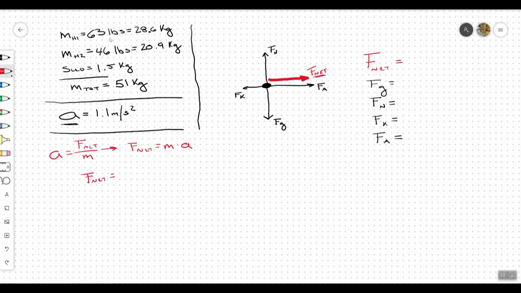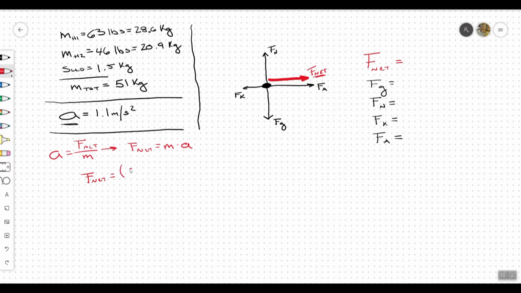I went and did the math ahead of time. Hannah had a mass of 63 pounds, she said, or 28.6 kilograms. Hannah 2, also known as Hayden, was 46 pounds, so 20.9 kilograms. And the sled had a mass of 1.5 kilograms, so the total mass of all of them combined was 51 kilograms.